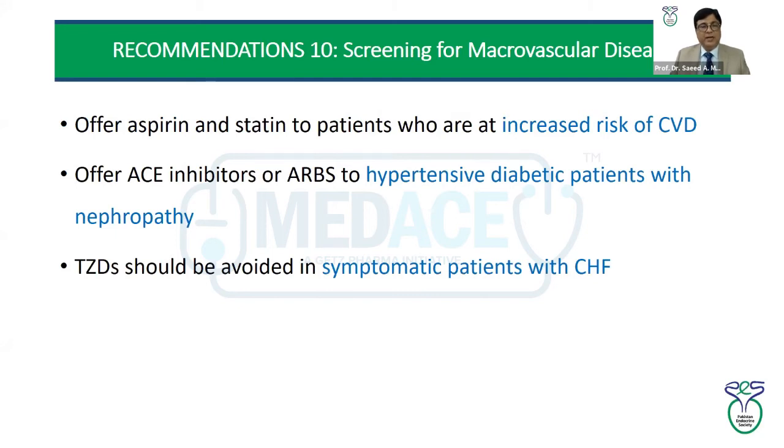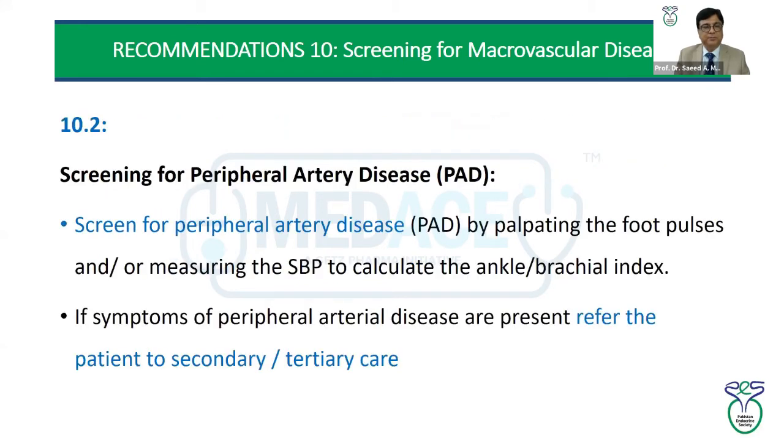For aspirin, we have already said that someone who is more than 50 years of age with other comorbidities should be considered for it. ACE inhibitors or ARBs are for hypertensive patients with nephropathy. Then another group of drugs which should be used very cautiously in elderly people is the TZDs, because they can exacerbate congestive heart failure and edema, especially in elderly patients who may have underlying asymptomatic ischemic heart disease. So TZDs should be used very cautiously in the elderly.